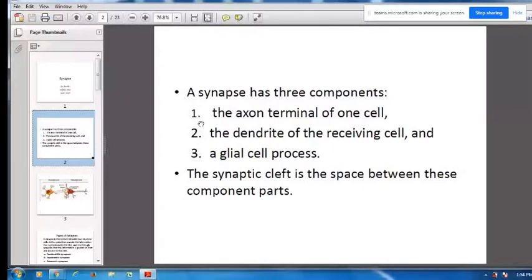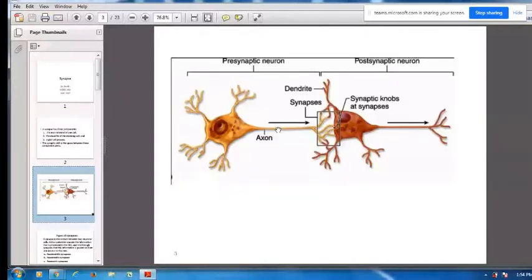This is a presynaptic neuron because it is before the synapse. So the synapse here has three components. What are they? They are the axon terminals of this first neuron, then the dendrites of another neuron, and a glial process. So this portion is known as the synapse. This neuron is present before the synapse, so it is the presynaptic neuron. And this neuron is present after the synapse, so it is known as the postsynaptic neuron.